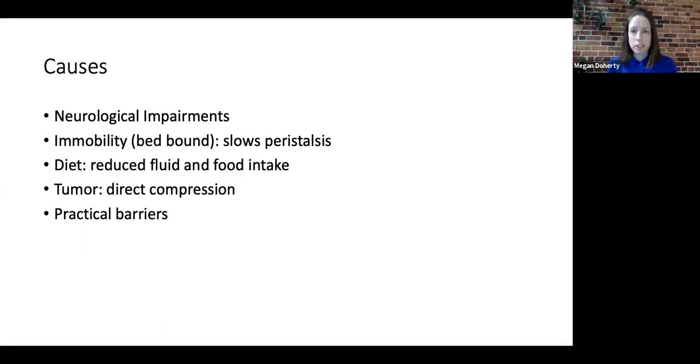Other common causes we see in pediatrics include neurological impairments. These children always seem to have delayed and slowed gastric motility and gastrointestinal tract motility. Immobility or being bedbound leads to slowing of peristalsis. The diet, if it's reduced in fluids and food, will also result in fewer stools, and these can be harder if the fluid amount is reduced. Sometimes we have children with abdominal tumors, and this may compress directly on the gastrointestinal tract and lead to constipation.